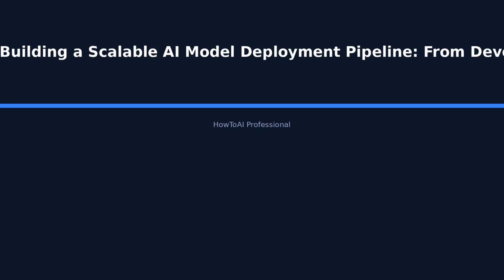Step 1: Strategic Planning and Design. The first step in building a scalable AI model deployment pipeline is strategic planning and design. This is where you lay the groundwork for everything that follows. Start by identifying your key objectives and constraints. What problems are you trying to solve with your AI model? Who are the end users? What are the technical requirements and limitations of your deployment environment?